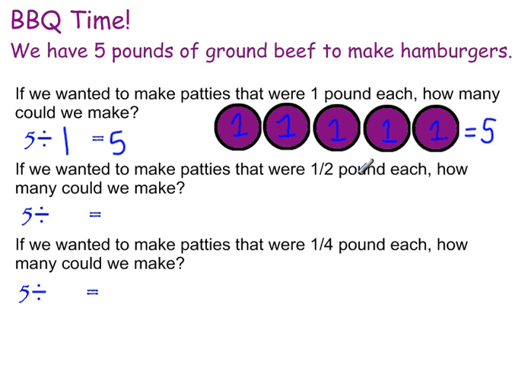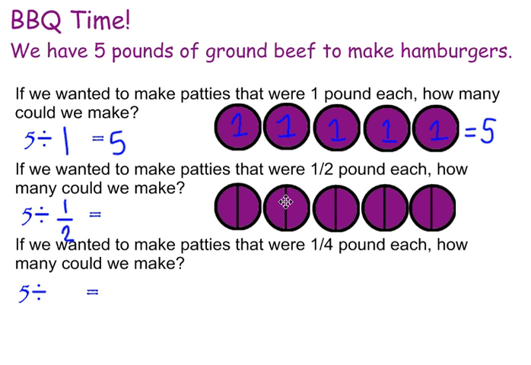If we wanted to make patties that were a 1/2 pound each, well, now I'm being asked to do 5 divided by 1/2. Let's see what that would look like. Here's those 5 pounds, but now they're cut into 1/2 pounds. Well, how many burgers would I be able to get now? 1, 2, 3, 4, 5, 6, 7, 8, 9, 10. Why am I able to get more burgers now? Because I'm making smaller burgers. They're not 1 pound anymore, they're only a 1/2 pound.